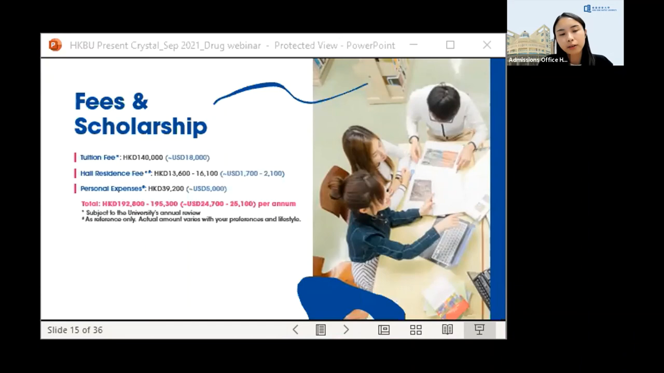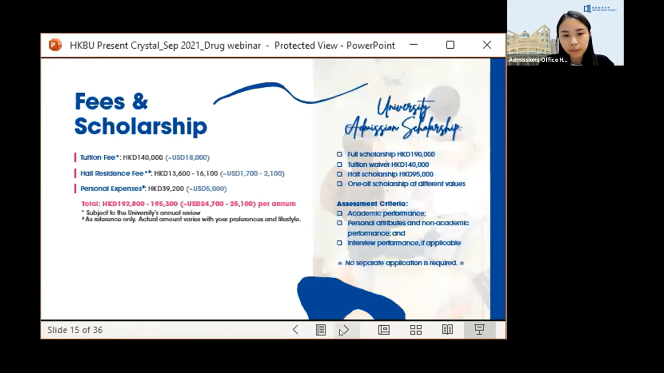We also offer scholarships to students who are doing well in their examinations. We have full scholarships for students who are doing really well, but if you're not at that level of excellence, you could still have a chance to receive a tuition fee waiver, half scholarship or one-off scholarship from us. Most of the scholarships are assessed based on your academic performance, and a part would also be based on your interview performance and your portfolio.